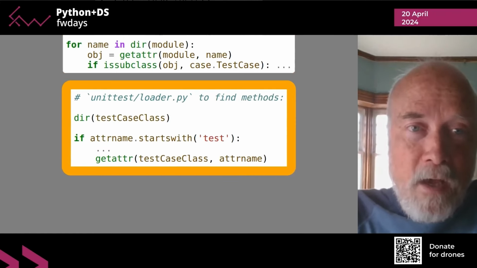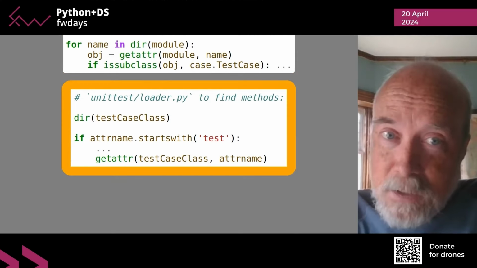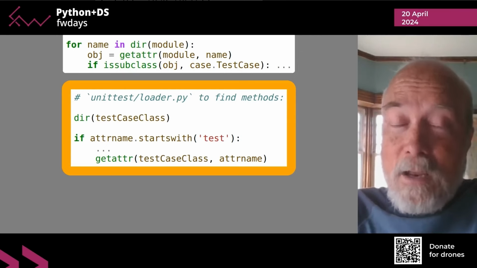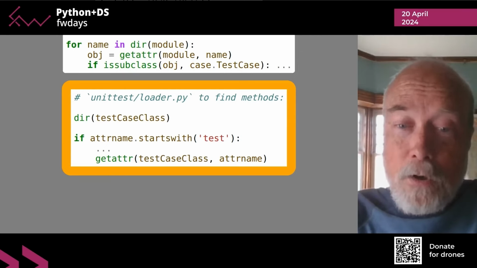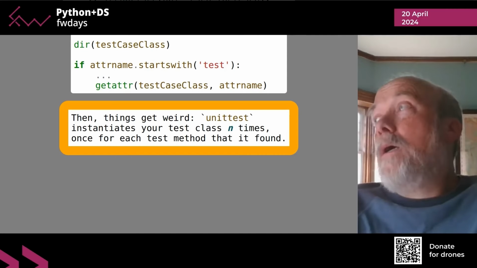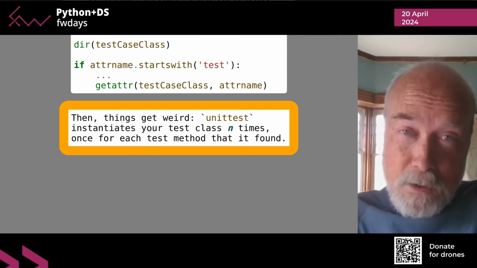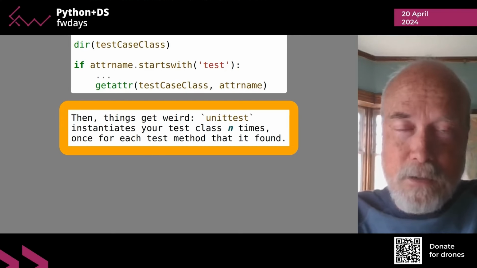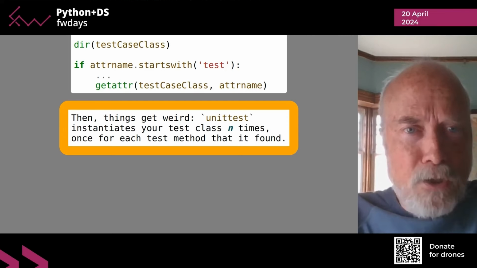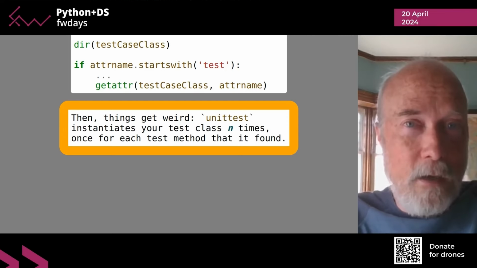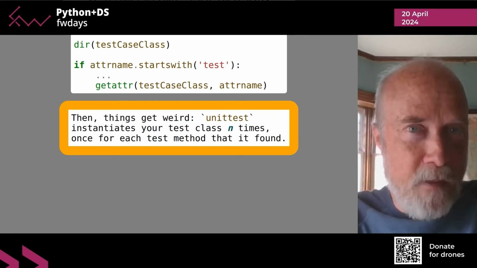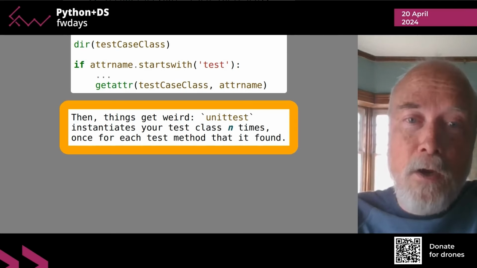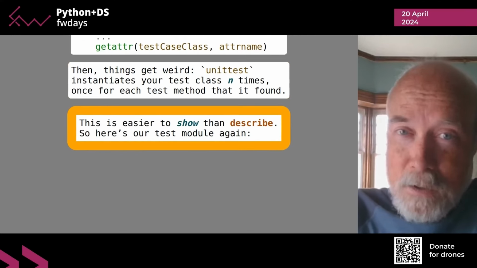In the method-finding code, it runs dir on your TestCase class, and for each attribute that starts with test, it gets it with getattr. Again, simple enough. Dir and getattr. Then I will admit things get weird, but it was the 1990s, Java was popular, and unittest was based on JUnit, Java's testing framework. Unittest instantiates your test class n times, once for each test method that it found. Isn't that weird? You'd think a test class would just run all of its methods, but no. You have to instantiate it once for each method.